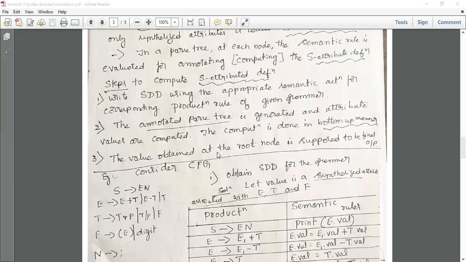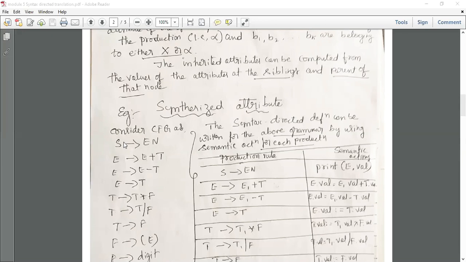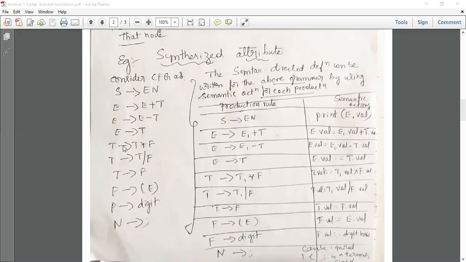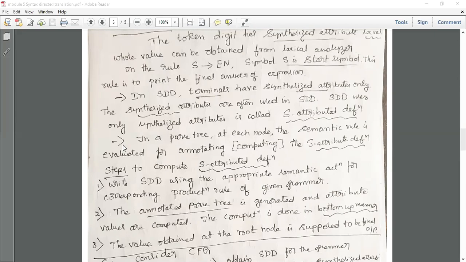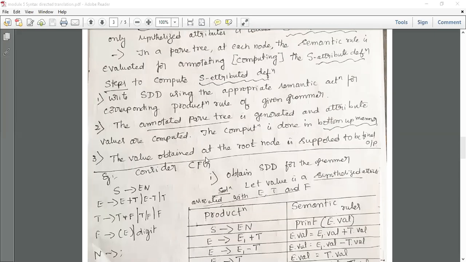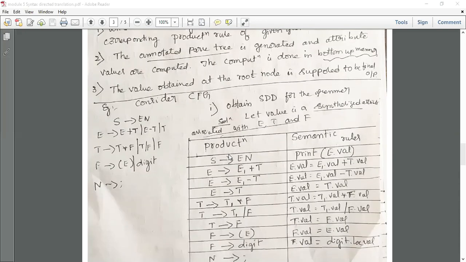The value obtained at the root node is supposed to be the final output. In this example, S will be the root node. Obviously, the answer will be available in the root node S only. How we are going to obtain the value at the root node as the final output will be discussed in this example. Just now we discussed obtaining the SDD of the grammar. This is an examination question.